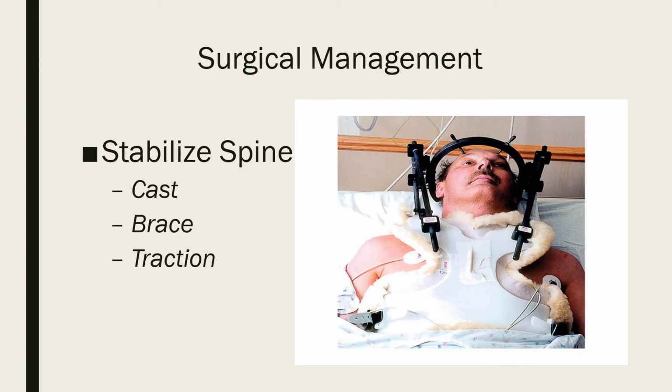The biggest thing with surgery or spinal injury is we're going to stabilize the spine. This can be done by cast, braces, or tractions. The goal is to stabilize the bony elements of the spine and to relieve pressure on the spinal cord. A halo vest device and tractions are usually more used for your cervical spine, while the cast and braces are used for the thoracic or lumbar.